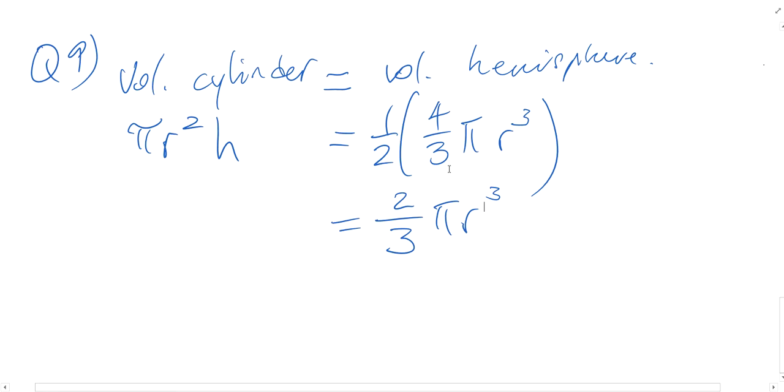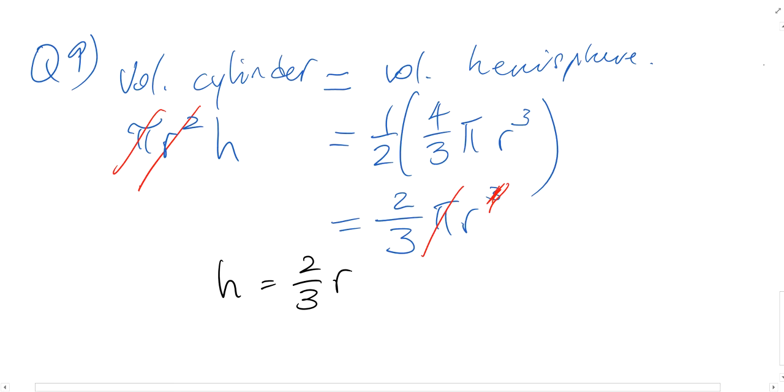What should we do then? Cancel away whatever can be cancelled. Pi and pi. Anything else that can be cancelled? R? Just one R or how many R? Two of them. Okay, R square and this one left with R, right? So now we have a relationship. It is called H equals 2 over 3 R.